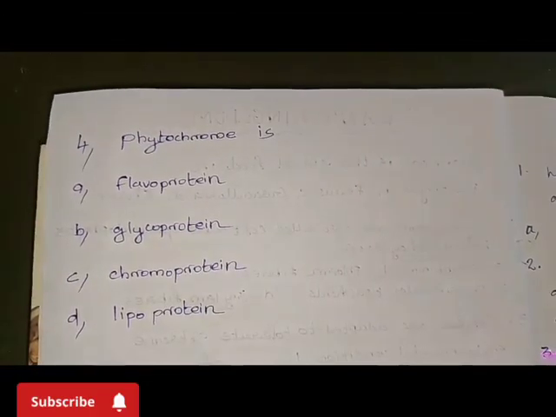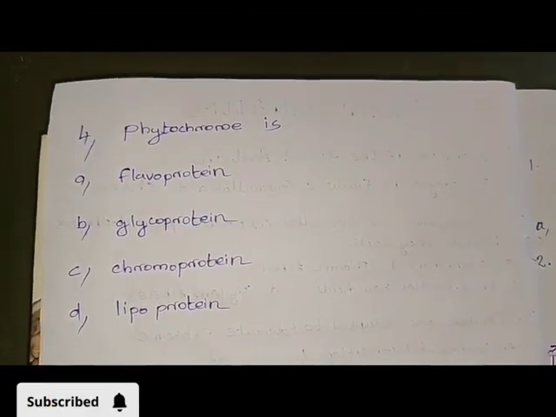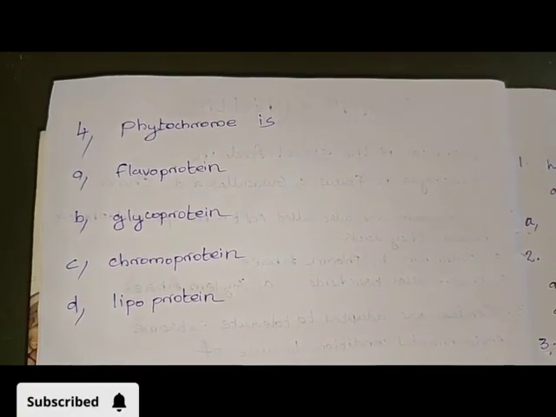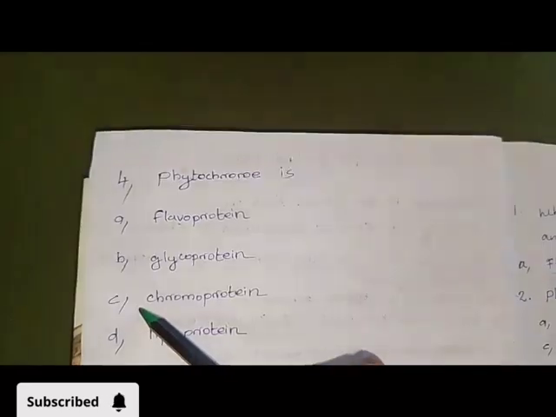Phytochrome is: A. flavoprotein, B. glycoprotein, C. chromoprotein, D. lipoprotein. Answer: option C, chromoprotein.